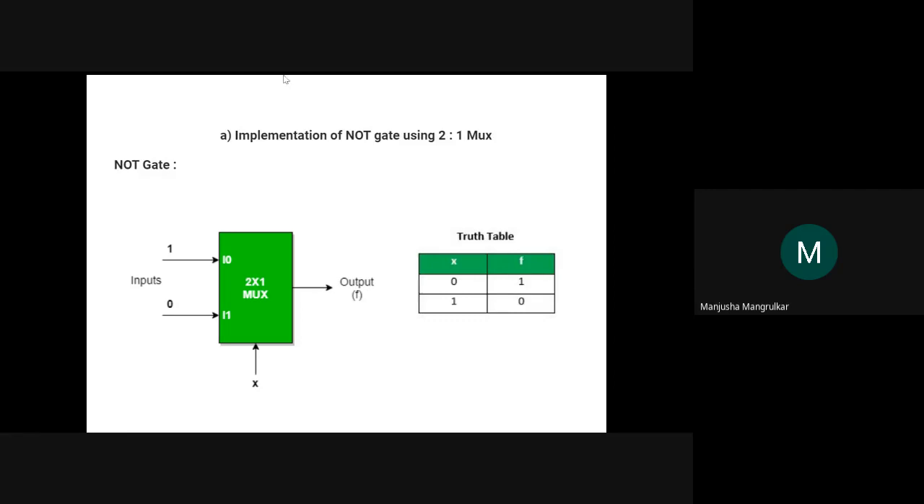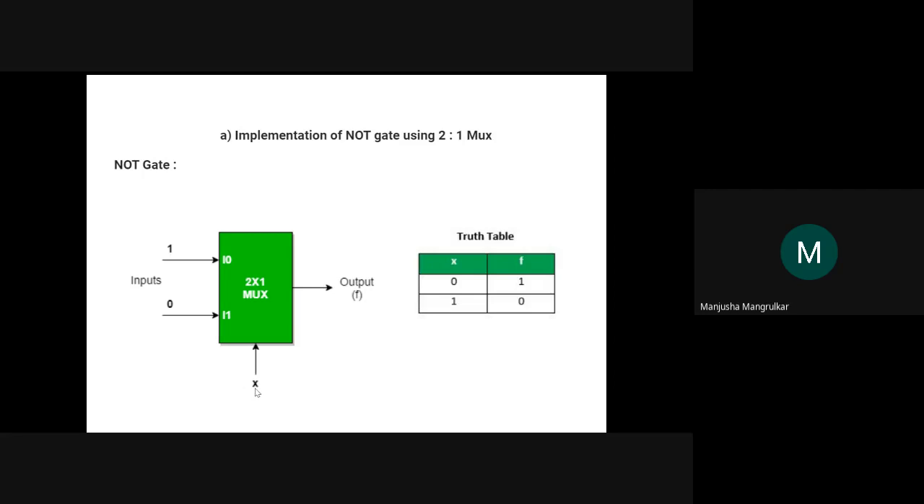Now here the signals are input 1 0 signal and input 1 signal, right? So it is a 2 is to 1 mux. 2 to the power 1 is equal to 2, which means only one selector line, right? If x is equal to 0, what input do we want? One input, right? So the selector will complement to the output f.